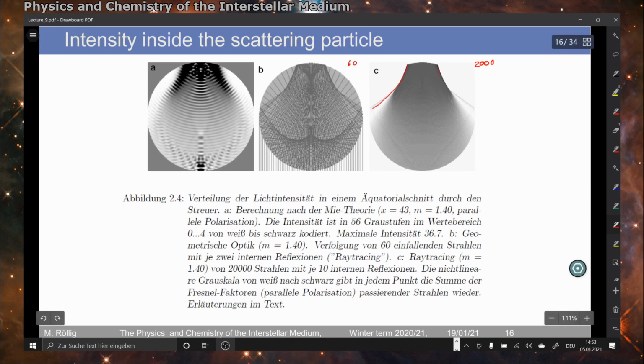If you look here at the shape, this looks similar. Also here the different intensity distributions.